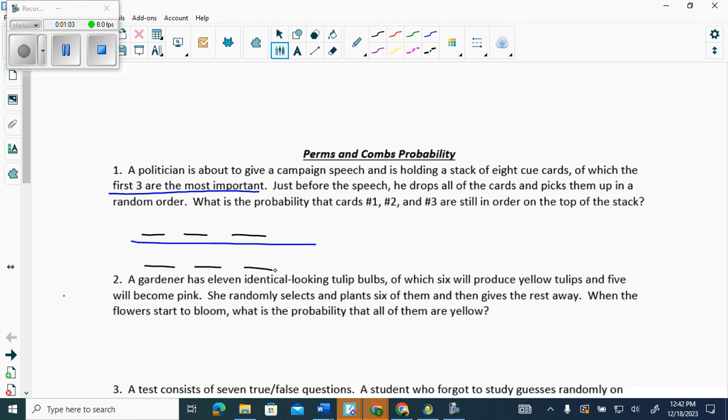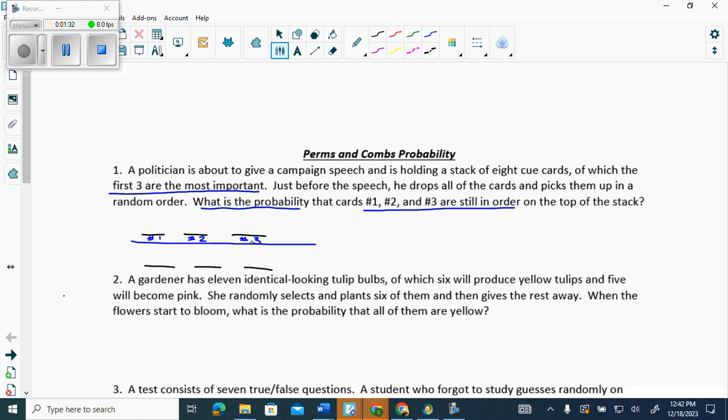Yes? All right. So here it says, just before the speech, he drops all of the cards and picks them up in random order. Now, what is the probability? What it means when I say what is the probability, I'm going to have a stack. I'm going to have a numerator and a denominator. Yes? After the word probability only affects the top, though, the numerator. So it says, what is the probability that the cards 1, 2, and 3 are still in order? So I need this to be number 1, number 2, and number 3.